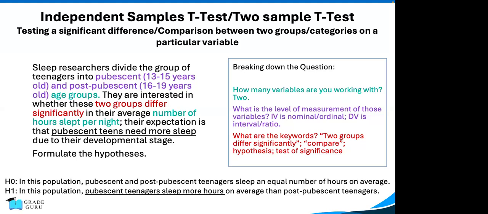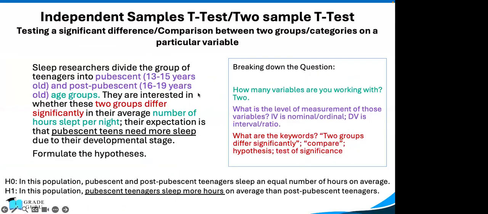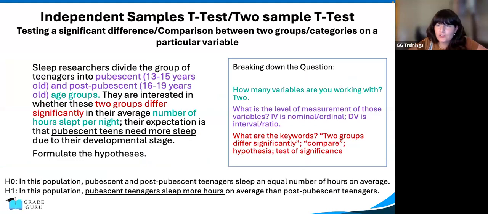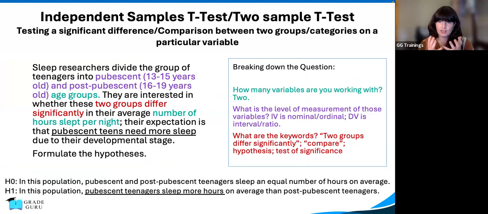Okay, so then here our independent variable would be the variable those two groups are tested on, right? Can we say it that way? The age group of the teenagers, that is our independent variable. Do they fall into pubescent or do they fall into post-pubescent? Those are the two categories of the variable age group. And what are they being compared on? The number of hours they get per night. Does that make sense? Yeah, kind of.